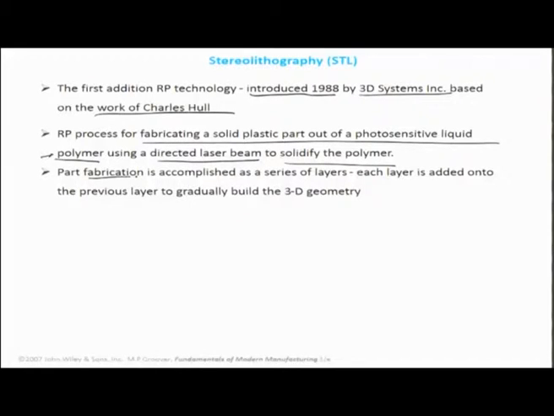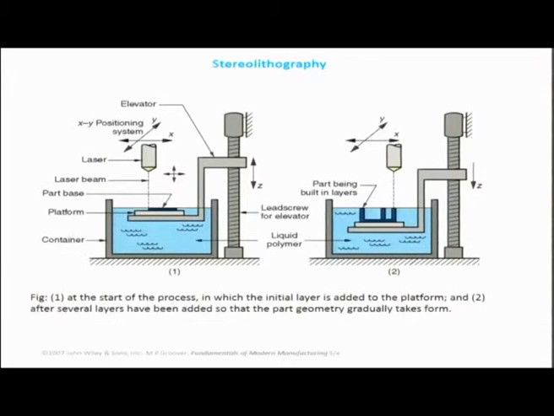So, basically every time this action would happen, there would be a curing step, and layer by layer you could synthesize pretty much any complex 3D geometry. You can think of it that the fabrication is accomplished as a series of layers. Each layer is added on to the previous layer to gradually build the 3D geometry. And this is how the process looks.